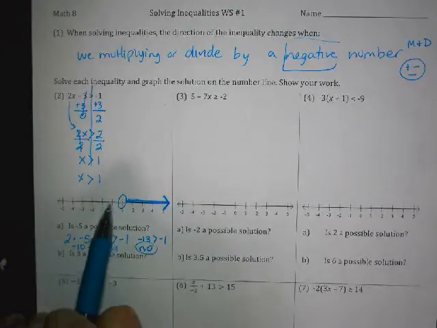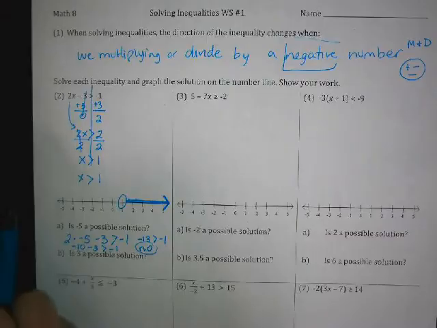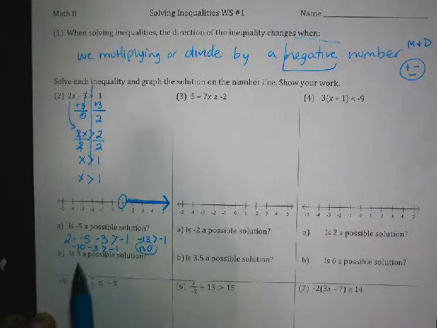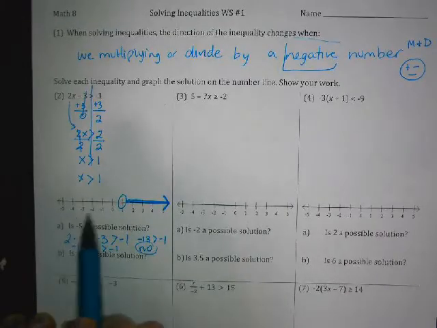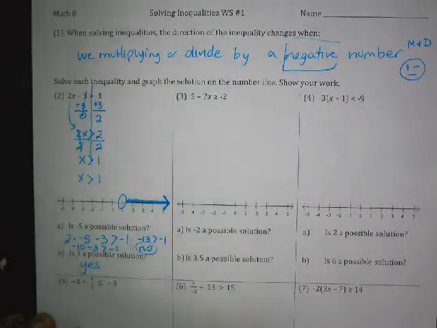You could also look at your number line and notice that negative 13 is going to be way over here, and that's not in our shaded area. So is 3 a possible solution? Let's just look at the number line. Do we have 3 shaded? We do. So yes, 3 is a possible solution.